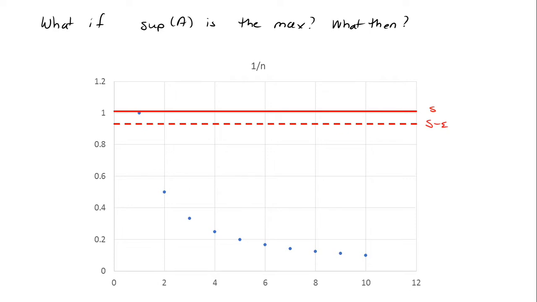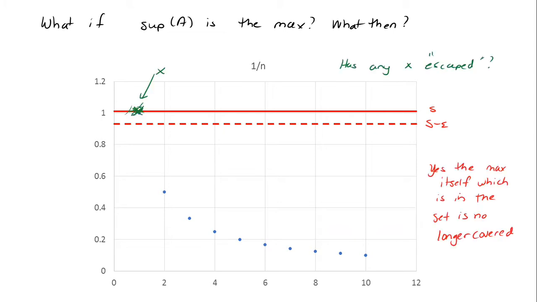And if I drop the sup by a little wee bit, which is the max as well because it's attained, I get this dashed bar, and you say, well, there are no x's that have escaped. Well, yes, there is. There's one right there. The max itself, which was in the set, is no longer covered by the bar. And so with a max, it's almost easier. You automatically have the x's given to you by the max itself.